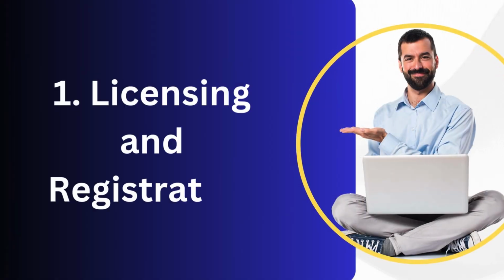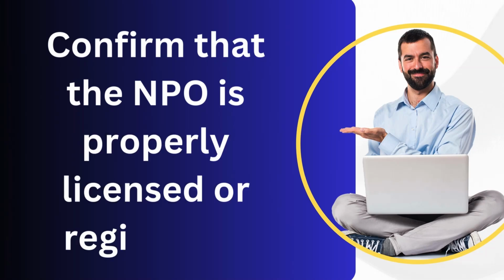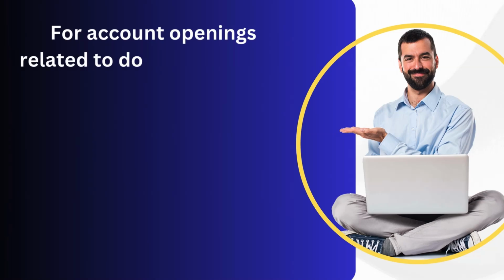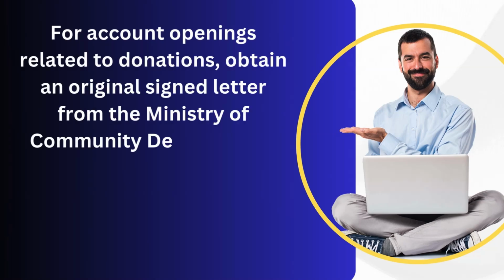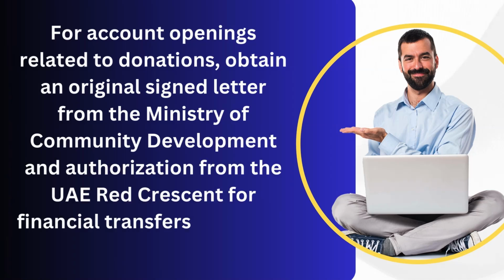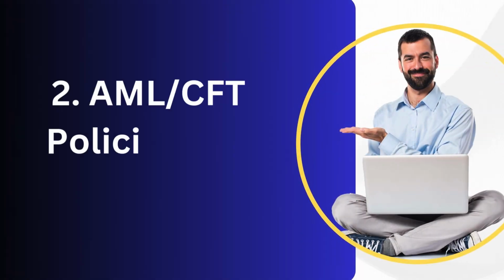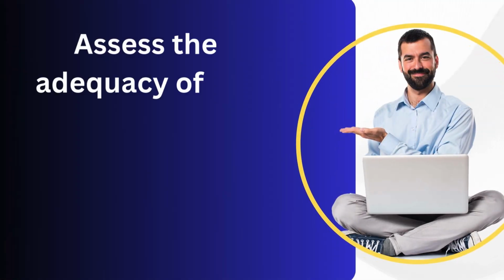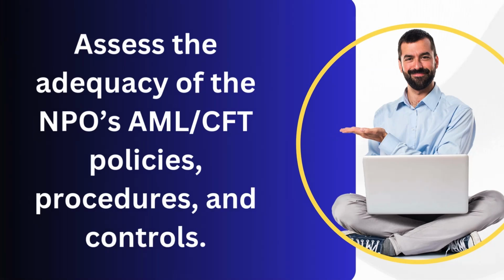1. Licensing and registration. Confirm that the NPO is properly licensed or registered. For account openings related to donations, obtain an original signed letter from the Ministry of Community Development and authorization from the UAE Red Crescent for financial transfers out of the UAE. 2. AML CFT policies and controls. Assess the adequacy of the NPO's AML CFT policies, procedures, and controls.